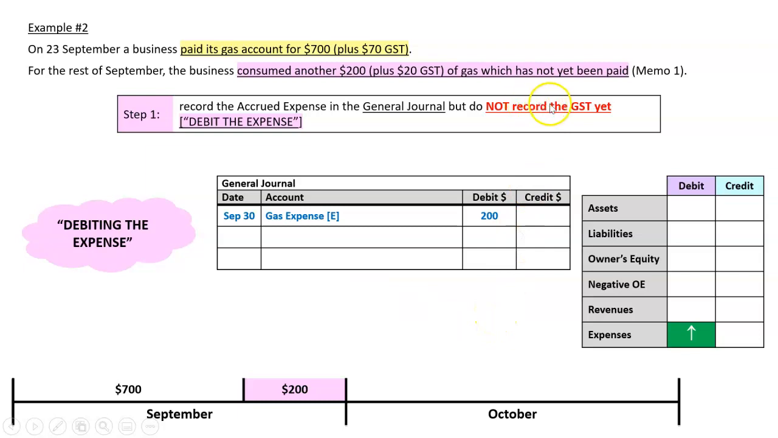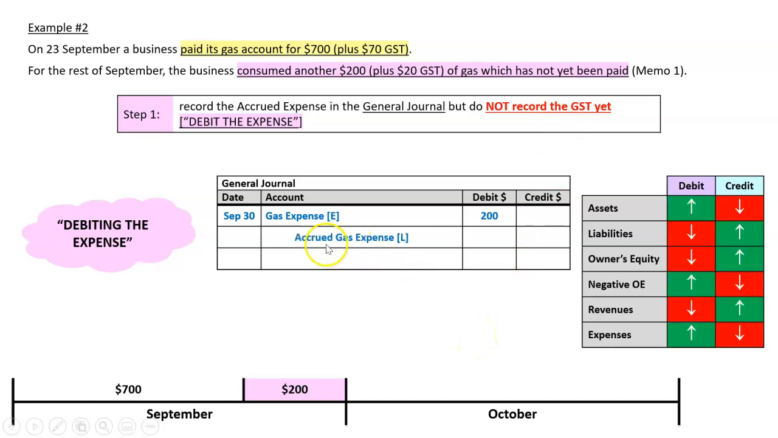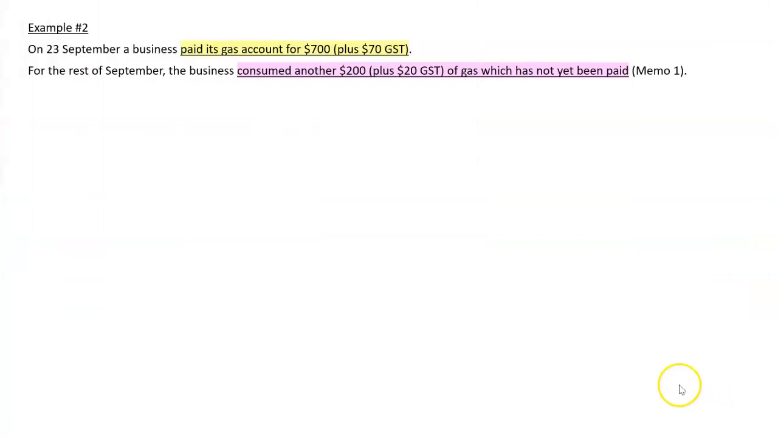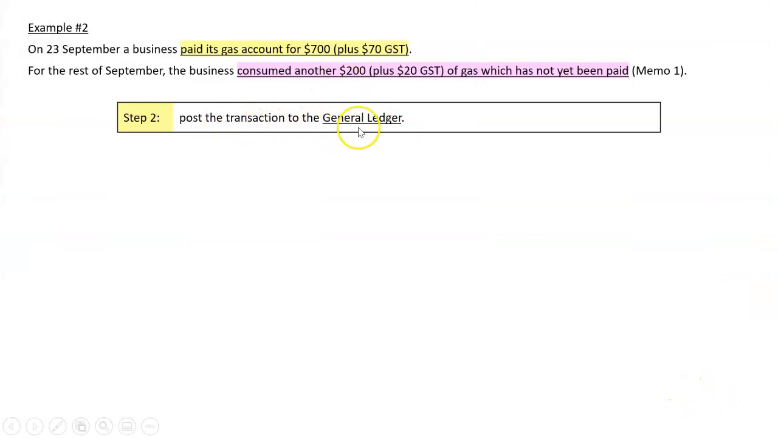Now we're going to ignore the GST now. We're going to do that later. So what have we got? Well, this is the new topic. We're going to create a new type of liability called accrued gas expense. It's going up. So when a liability goes up, that's a credit. So we'll do that. And there we go. We've done step 1. Do a little narration, adjustment to record gas used, memo 1. Step 1 done. Step 2, let's post that to the general ledger.